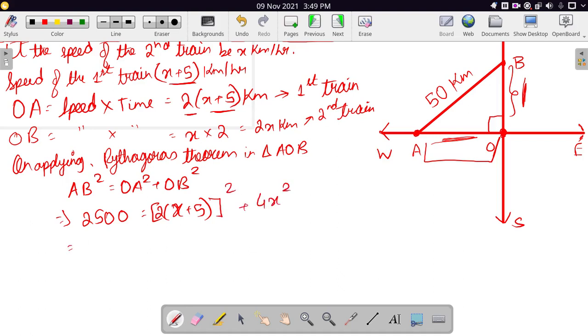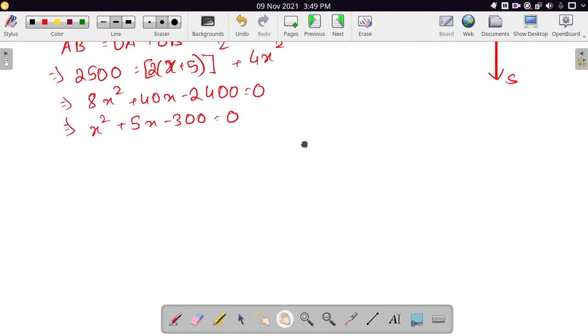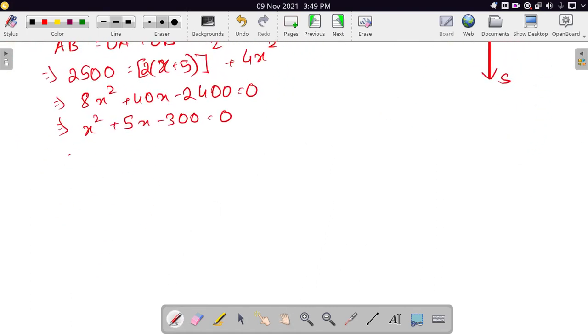When we solve it, you will get 8x square plus 40x minus 2400 is equal to 0. Now we will divide the entire thing by 8, left hand side and right hand side. So x square plus 5x minus 300 is equal to 0. Now we just need to solve this. Same method. Factors come out to be like this, 20 and 15. That is how we will be splitting the middle term.